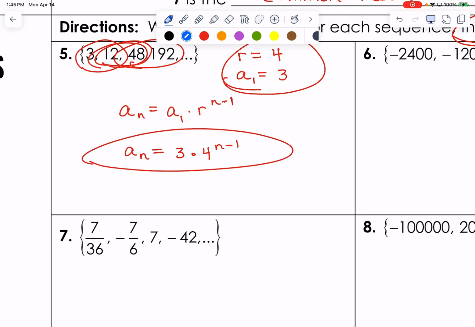Now, let me explain. Make sure you see that if I plug in A sub 1, if I plug 1 in for n, let's see if we get 3. If I plug 1 in for n, what's 1 minus 1? 0. What's anything to the 0 power? 1. What's 3 times 1? 3. Did it work? Yes. It works for the first one. Will it work for the 8th one? Yes. Let's go to the 8th term.